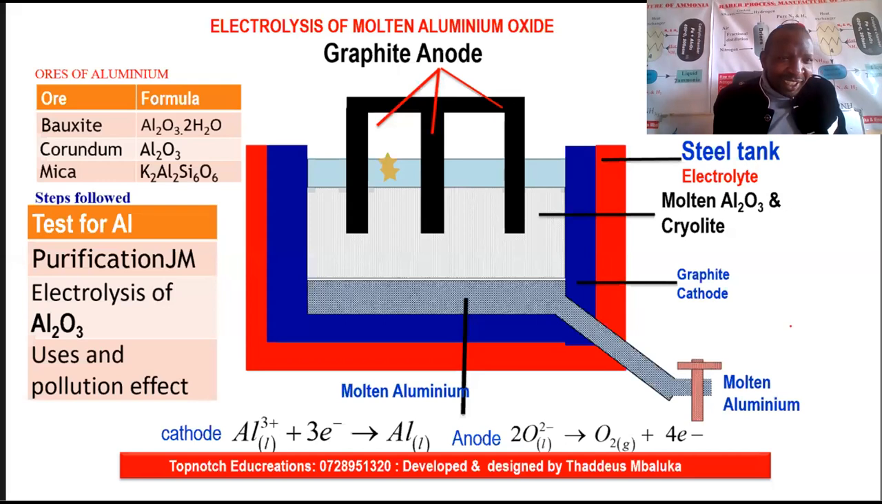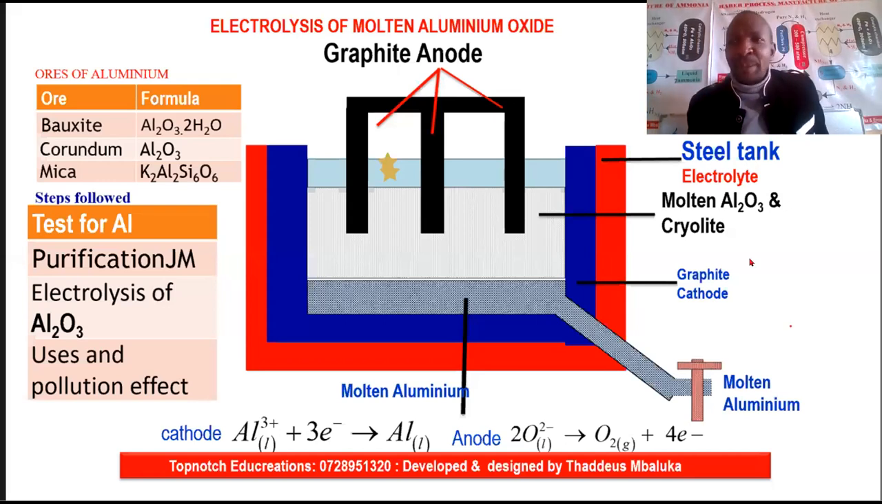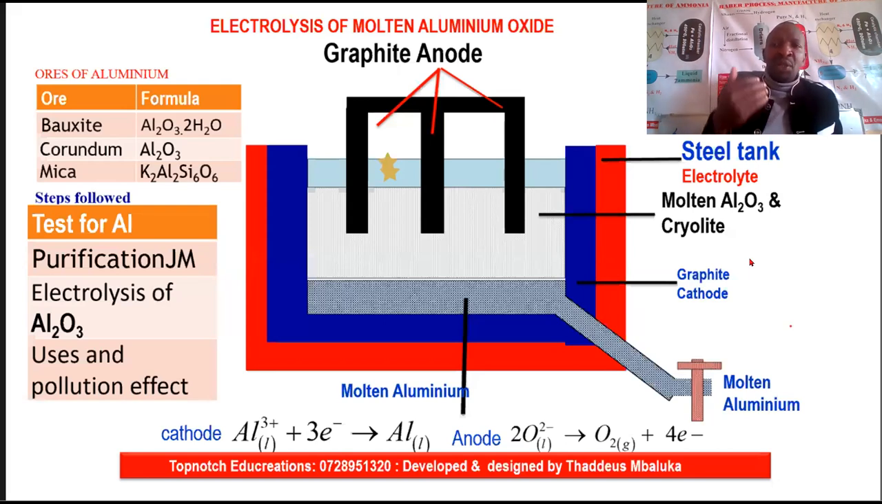Somebody is asking whether the cryolite remains in the tank. Of course, this is a continuous process. Listen very carefully. As you put the aluminium oxide into the tank, the aluminium ions are discharged at the cathode and the oxygen ions are also discharged. As the aluminium oxide is used up, you add more of the aluminium oxide. So the cryolite can still be used and reused.